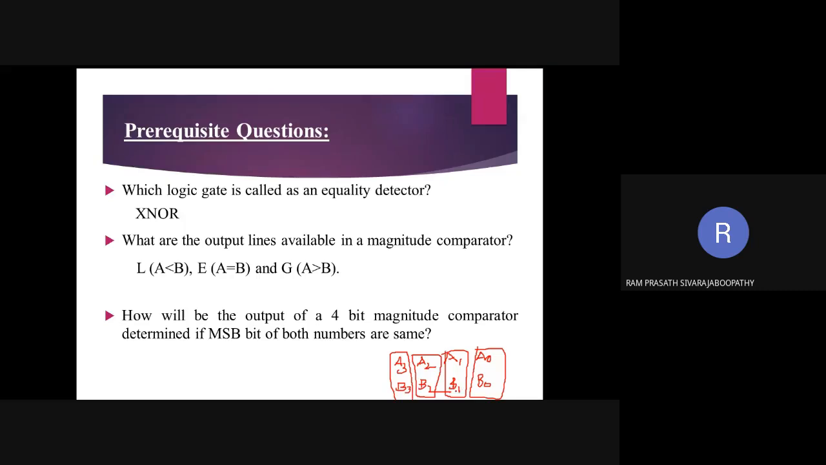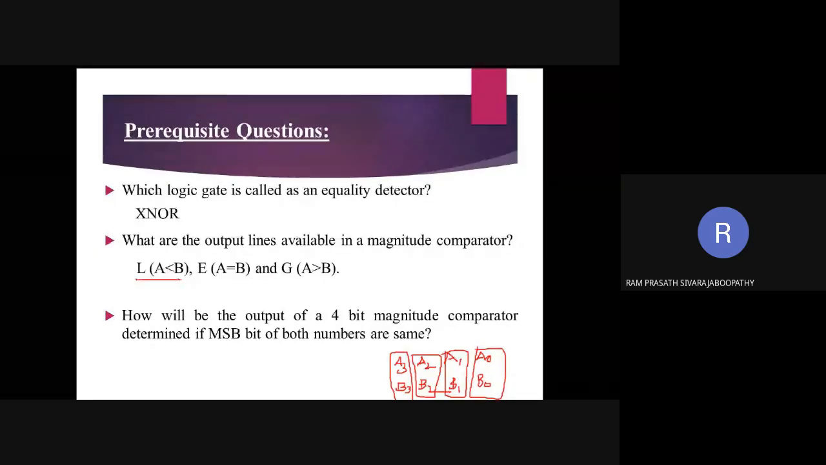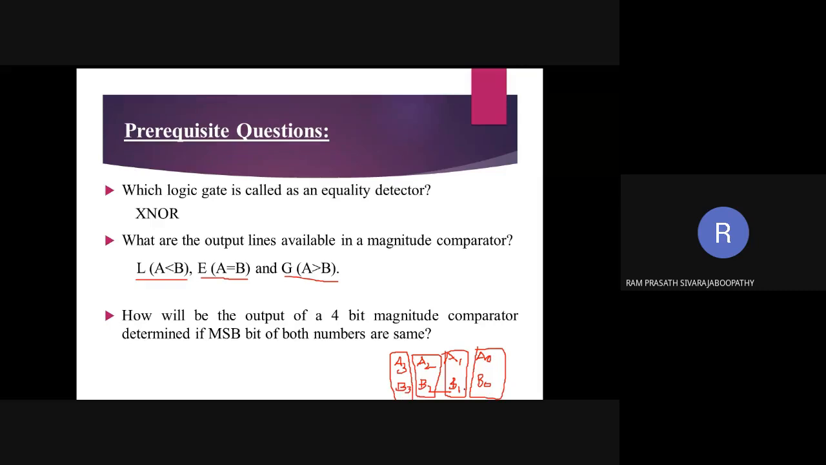If all the bits are same, then what about the result? Equal, equal to high. See, we are having three outputs: lesser, equal, greater. In case all the 4 bits are same, the equal output will be 1, and lesser and greater will be 0. This indicates both numbers are equal.